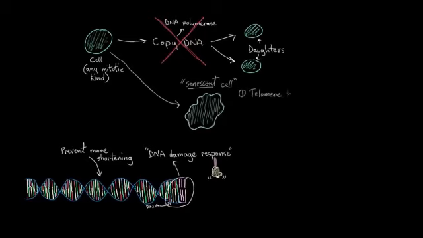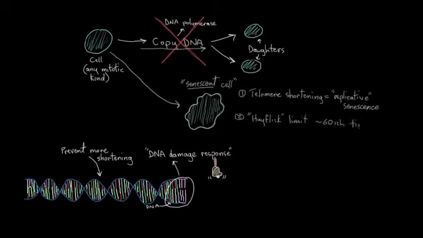The first thing is that if a cell reaches senescence because its telomeres have become too short, we say it's reached replicative senescence. And the second thing is that the number of times a cell can divide before reaching replicative senescence is called its Hayflick limit. And that's named after the scientist who figured that out. And again, it's generally around about 60 or so divisions.